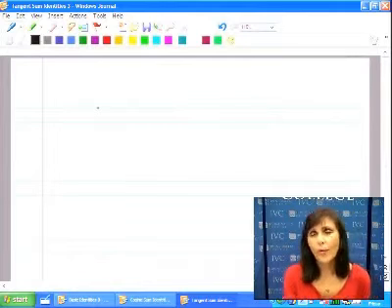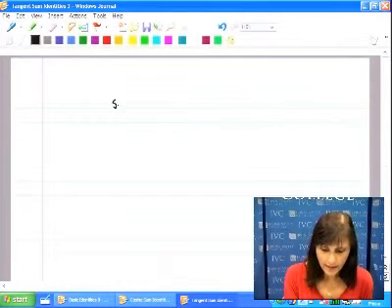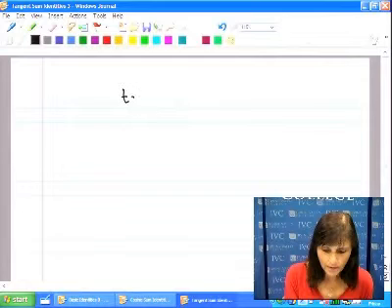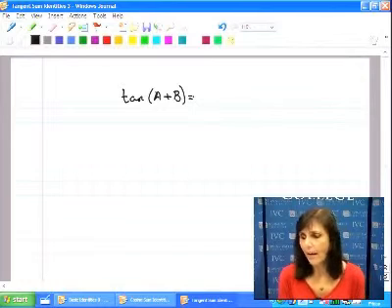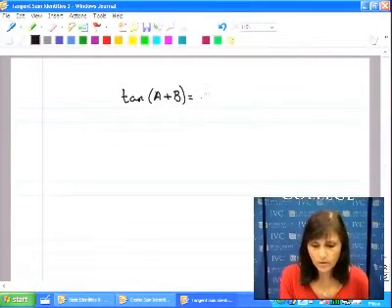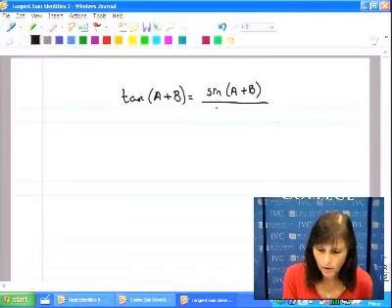We are looking for a formula. I'll actually derive this. This is kind of fun. We are looking for a formula for tangent a plus b. Now, I know that tangent is sine over cosine, so it's sine a plus b over cosine a plus b.